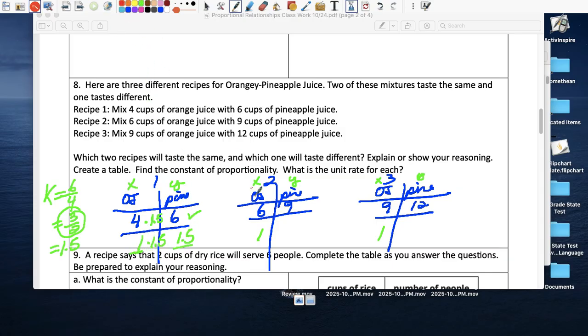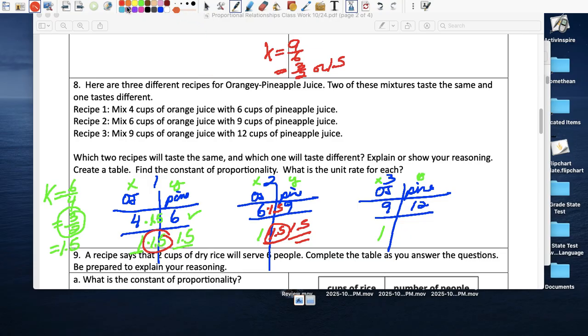Second one, let's do the constant of proportionality. It's going to be 9 over 6. Divide by 3, it's going to be 3 over 2, or 1 and a half. So 6 times 1.5 is 9, which means this one I'm going to multiply by 1.5, and 1 times 1.5 is 1.5. Notice that the constant of proportionality here and here is the same. So the second recipe also says that if I have 1 cup of OJ, I'm going to need 1.5 cups of pineapple. So the first and the second are the same.